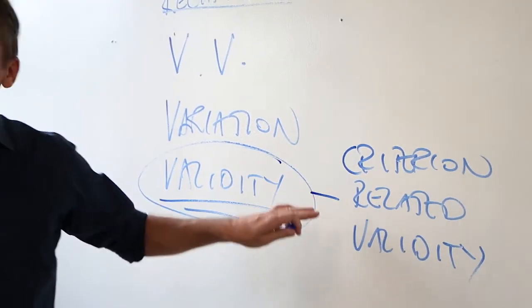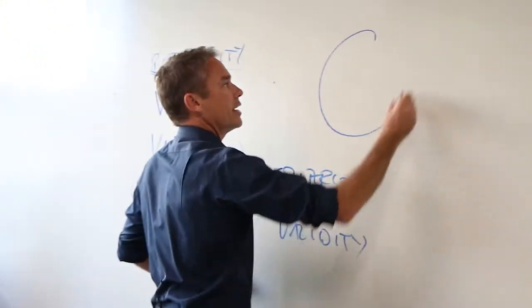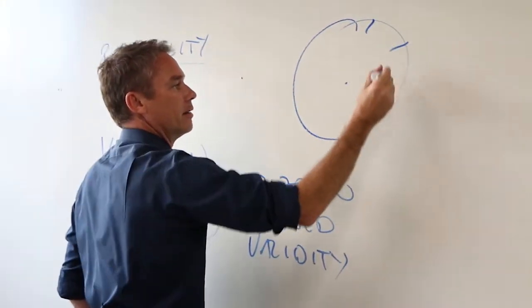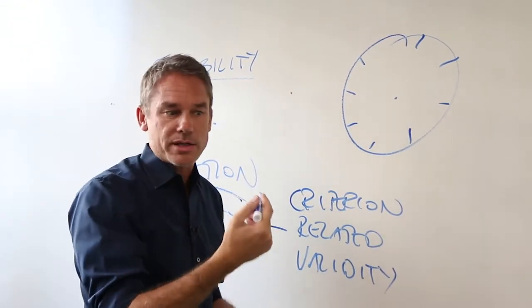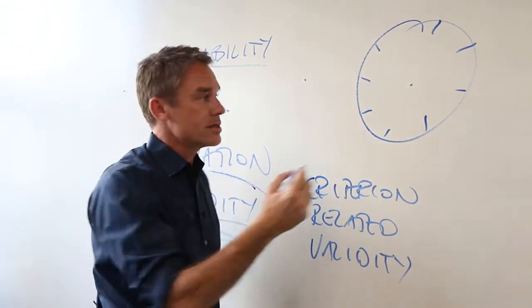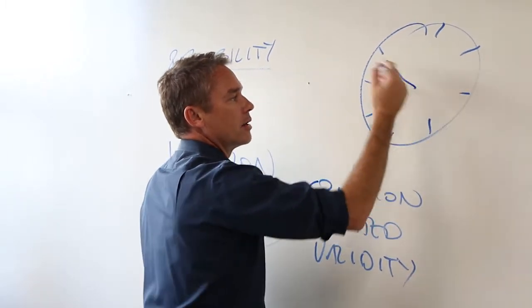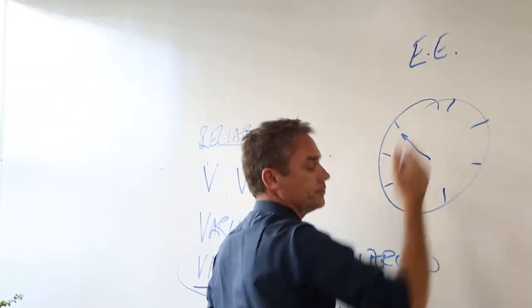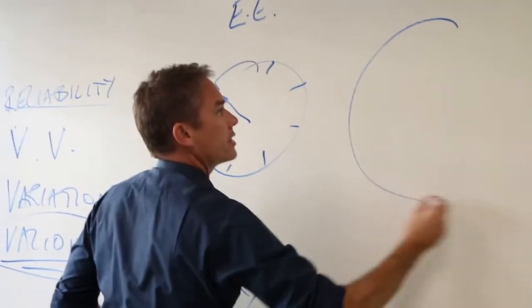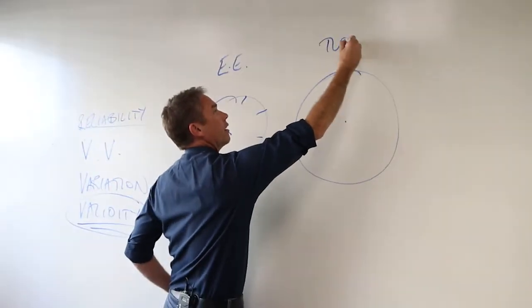Validity, there you go. Criterion-related validity. I've got a dial over here that I've made. It's a dial, and I'm measuring people on this dial. Let's say I'm asking employee engagement questions, and I've got a pointer here that's pointing, and the pointer reveals engagement. So let's say this is measuring employee engagement. I've then got another dial over here that measures employee turnover.